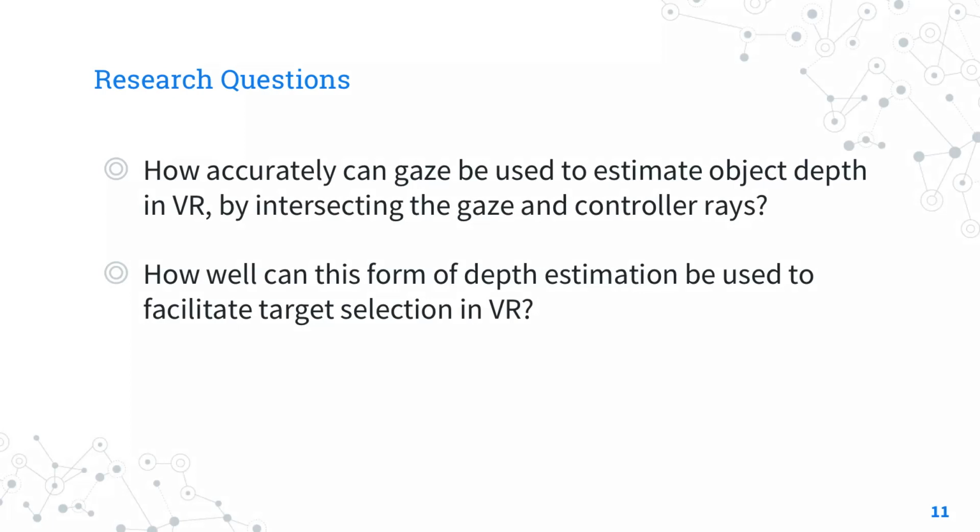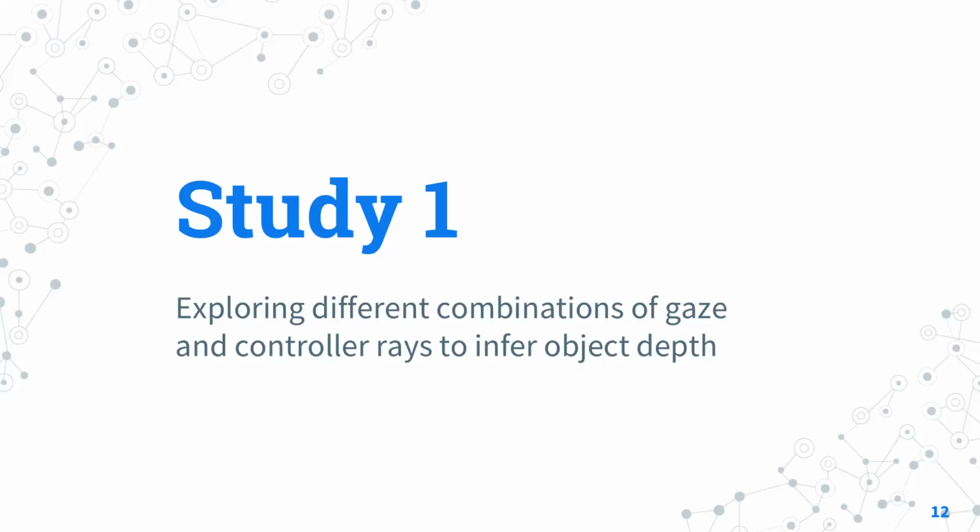So to answer these questions, we conducted two studies. The purpose of the first study was to explore the different combinations of gaze and controller rays to infer object depth in VR. Now, in 3D space, it's very unlikely for two rays to intersect at exactly the same point.